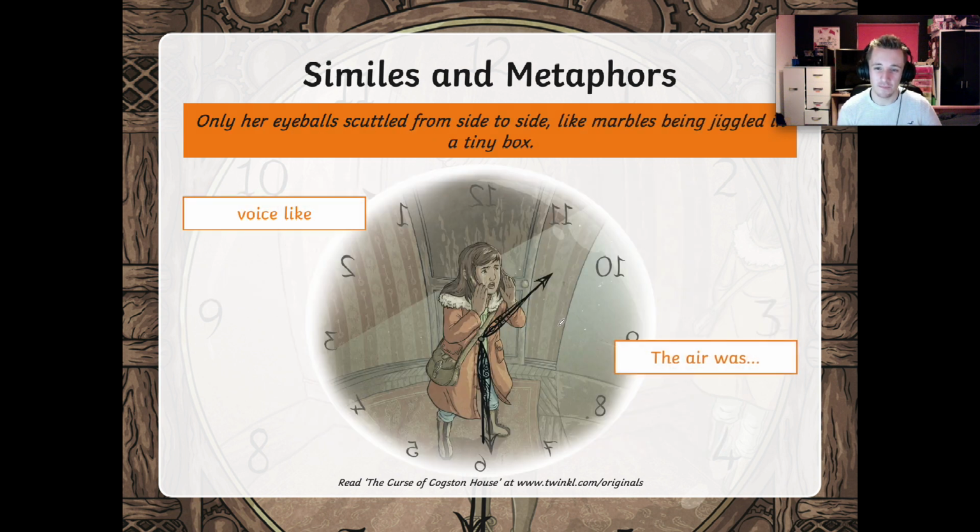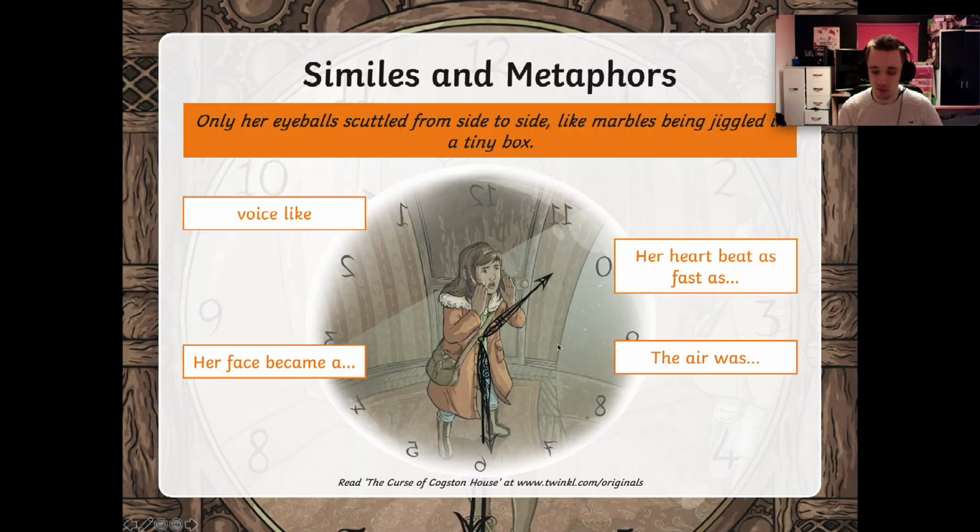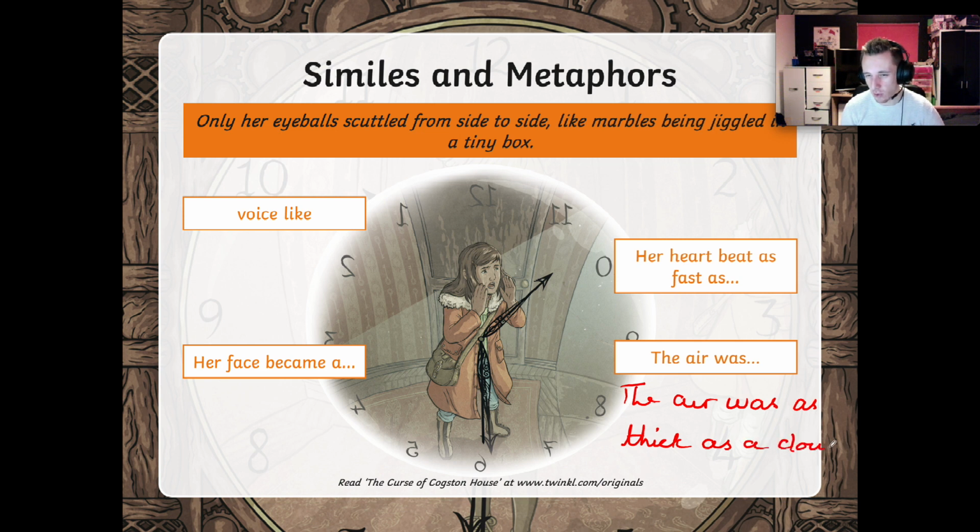And this one here. This is where she's in the clock and she's seeing her friend outside, but she can't get to her. She's trapped. Now I'm going to go for "the air was". I'm going to suggest it was like thick, really thick air. So I'm going to say the air was as thick as, I don't know, I'm going to put a cloud of smoke.